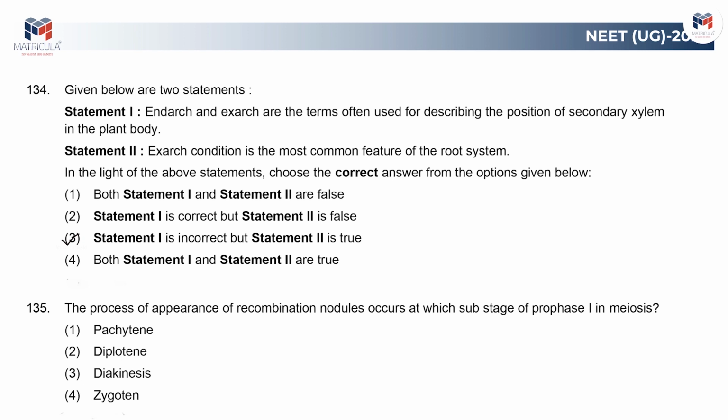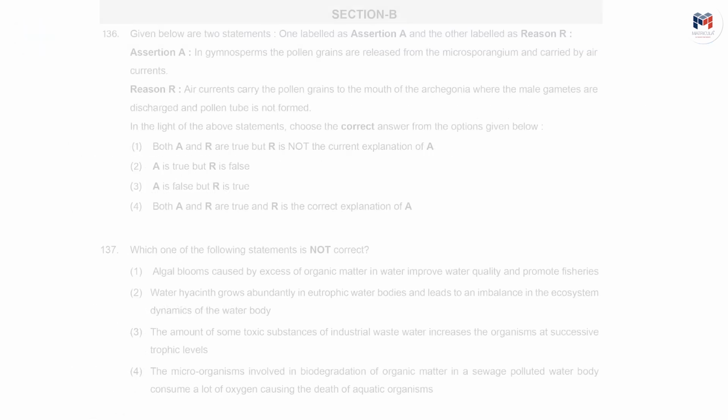Question number 135. The process of appearance of recombination nodules occurs at which substage of prophase 1 in meiosis? The answer is option number 1, Pachytene.